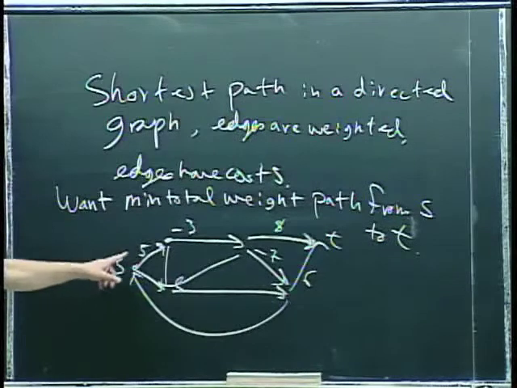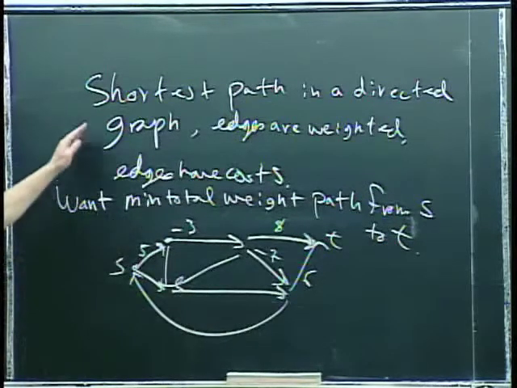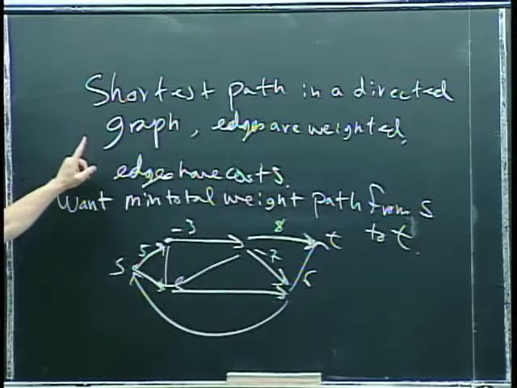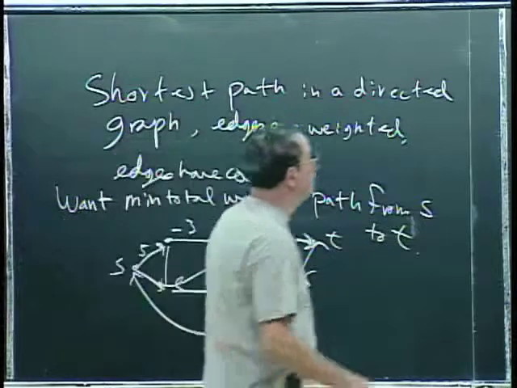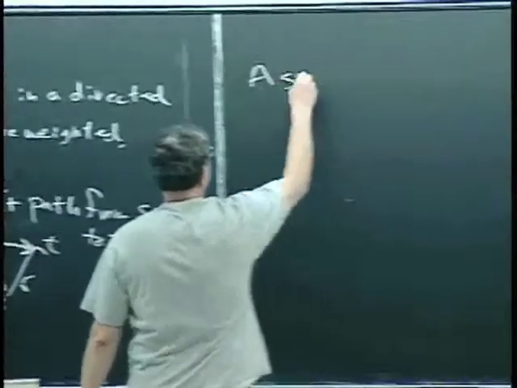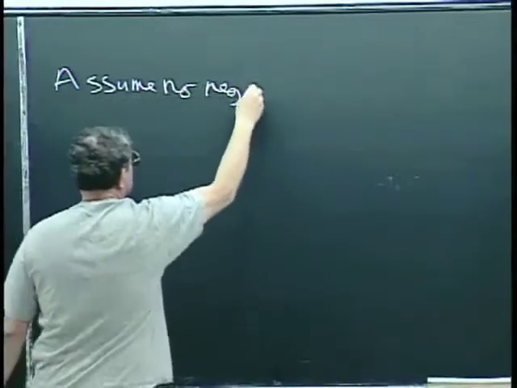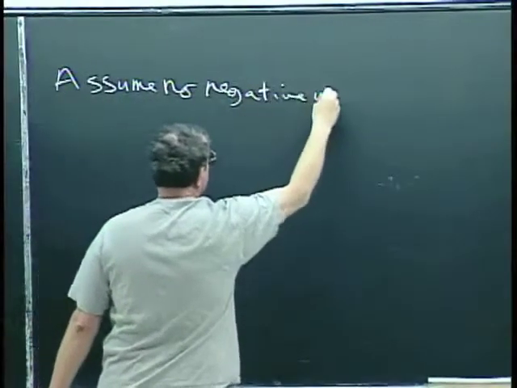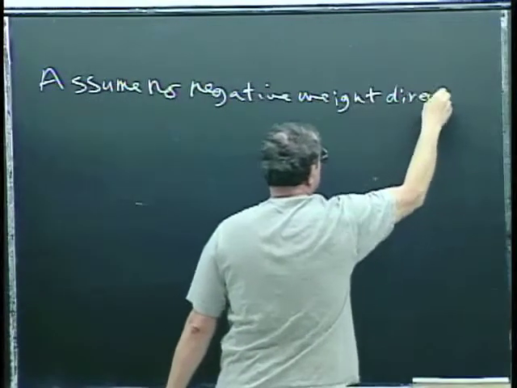Okay, now we're allowed both positive and negative weight edges, zero weight edges too. But there is one restriction, which is that there's no negative weight cycle. Okay? So assume no negative weight directed cycle.